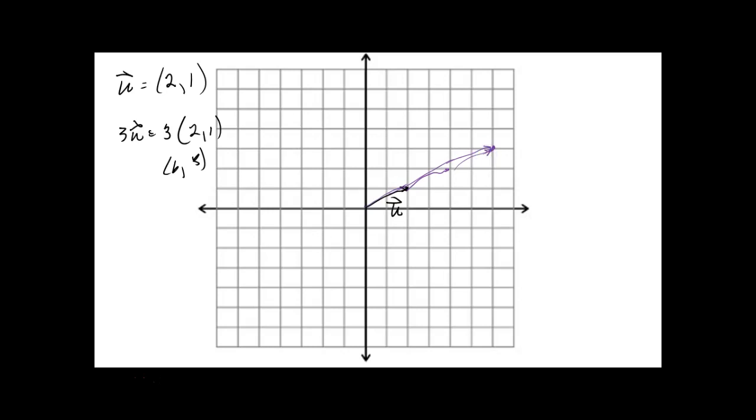Now, what if that scalar was a minus number, like minus 2? I probably should do this in a different color. Let's do this in the Carolina blue. Minus 2 times 2, 1. That would be minus 4, comma, minus 2. Okay, that would be minus 4 on the x and minus 2 on the y. It would be down here.